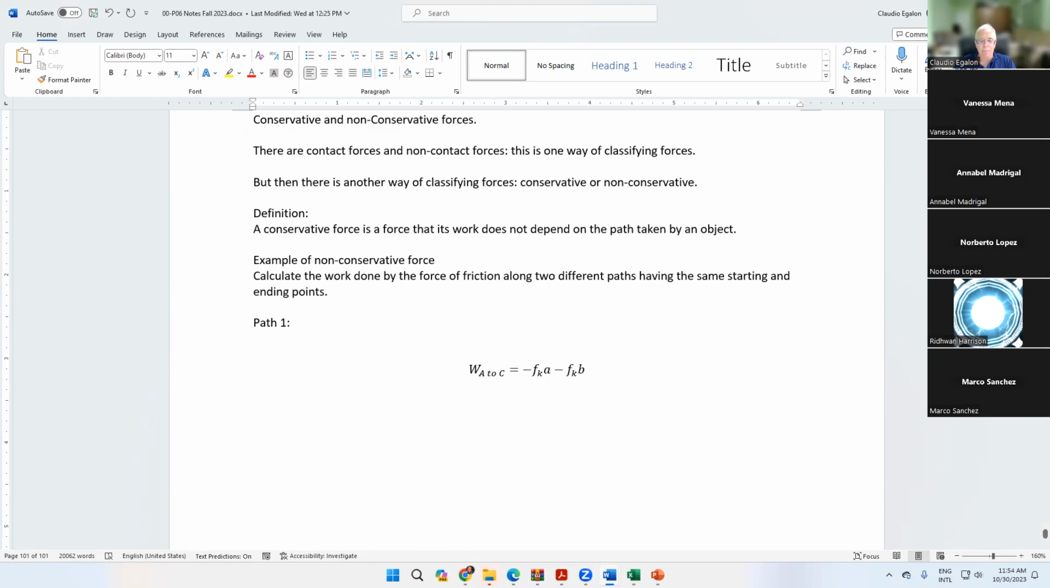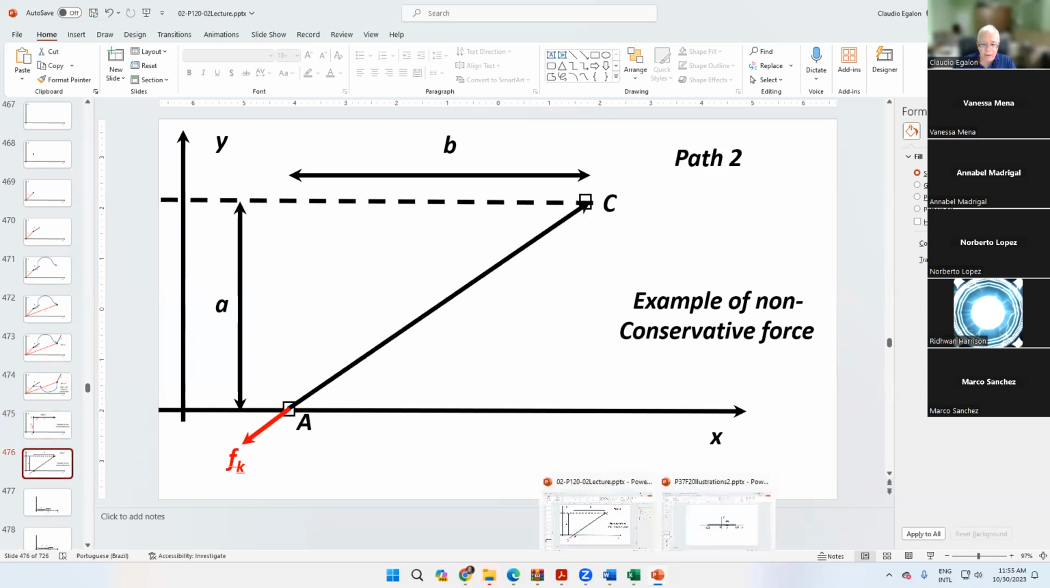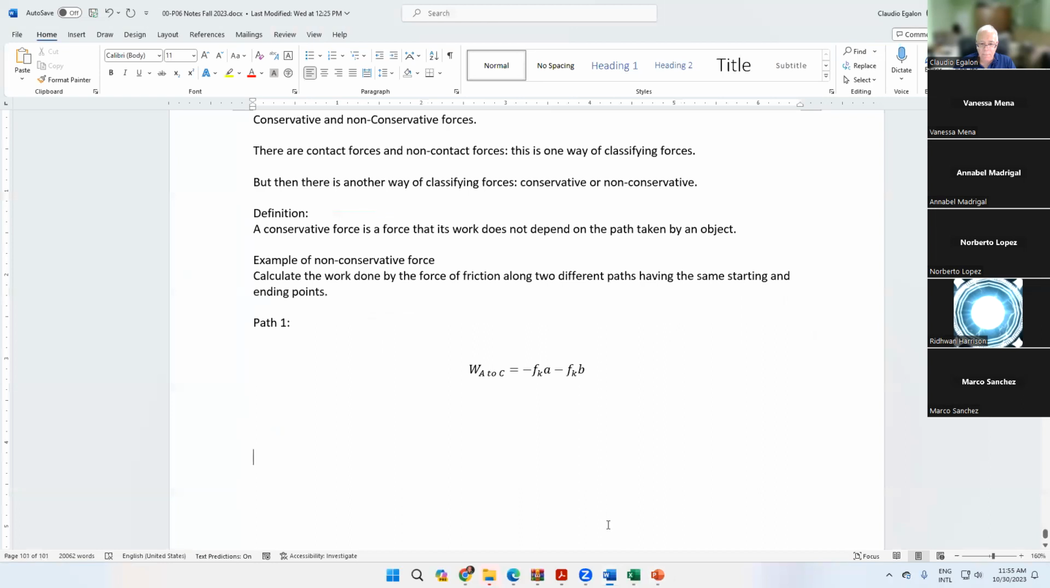Pass one. Make sense? The force of friction must be contrary to the direction of displacement, right? The object is moved from here to here, so the force of friction must point down. The object is moving from here to here, so the force of friction along this path must be to the left. But now we have to do this one here. Let's take a look at pass two. From A to C.